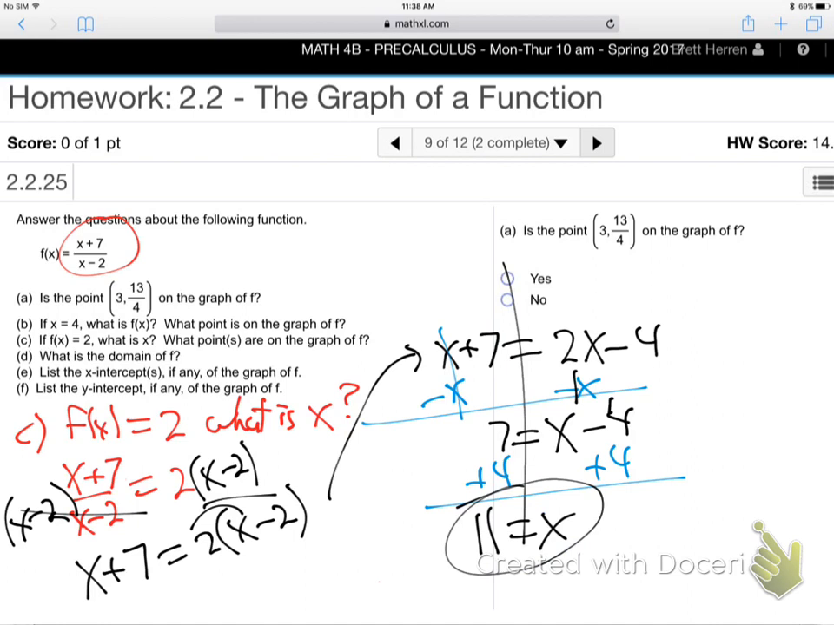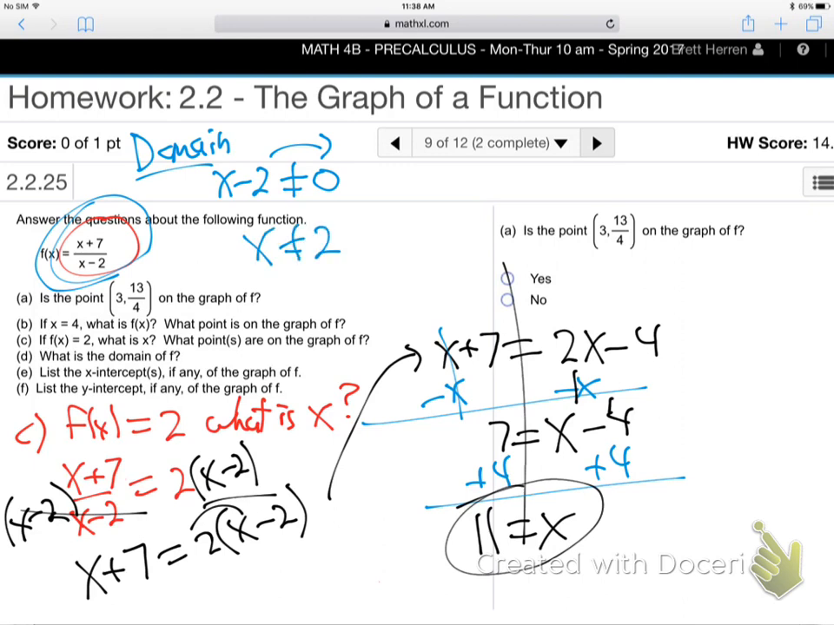Is that good? You remember all that kind of stuff? Part C. What is the domain? Oh yeah, maybe we better do domain. X intercepts, Y intercepts. So what's the domain? Remember, we look for the trouble spots. We look for square roots. Don't got any of those. Look for denominators. We got one of those. What do we do? Denominator not equal to 0. Can't let the bottom be 0. It's a big no-no. So move that 2 over.